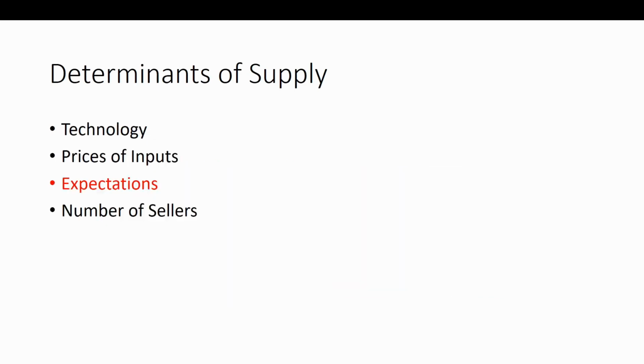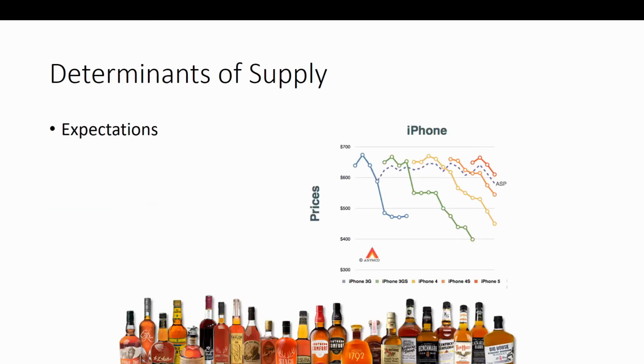Okay. The next determinant of supply is expectations. So again, we'll go back to the iPhone market. Apple releases a new iPhone every fall. Apple knows this, and consumers now know this. Okay, so the stores that carry iPhones are actually going to increase their supply in anticipation of the new iPhone coming out. So they're going to want to get rid of all the old iPhones so they have room for the new one.